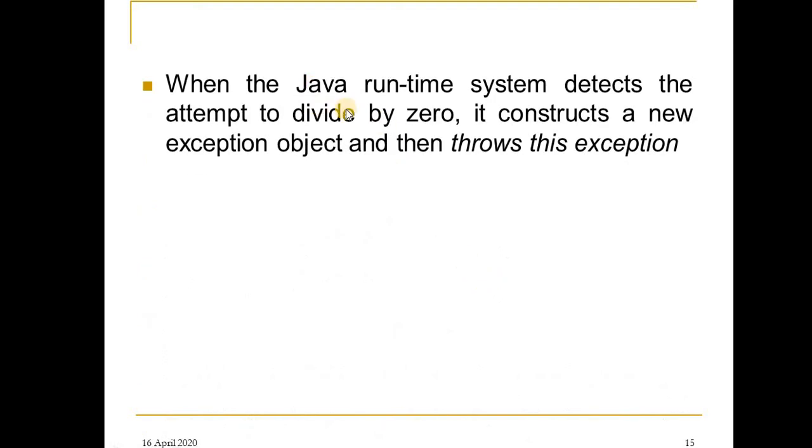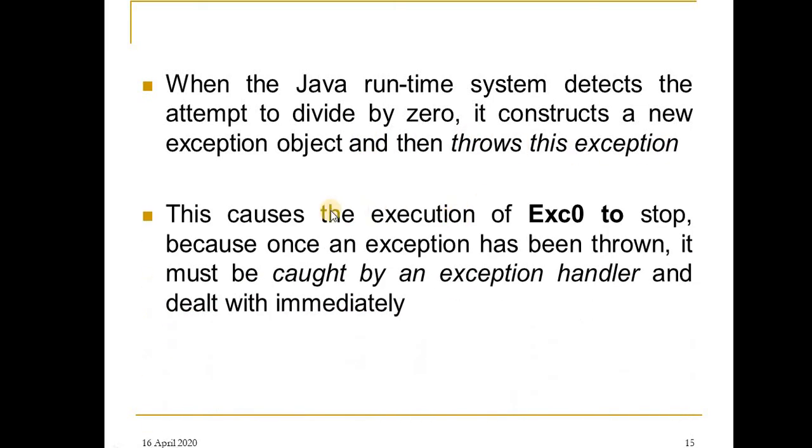When the Java runtime system detects the attempt to divide by 0, it constructs a new exception object and then throws this exception. This causes the execution of exec0 to stop, because once an exception has been thrown, it must be caught by an exception handler and dealt with immediately.